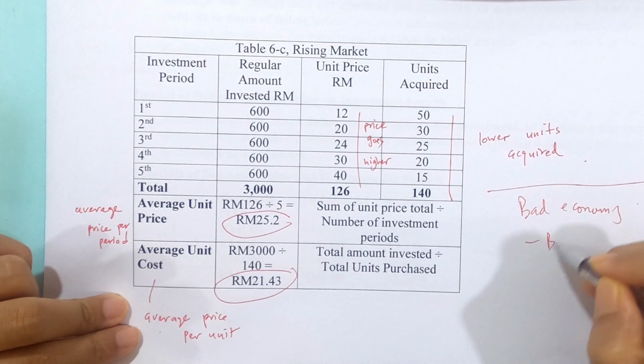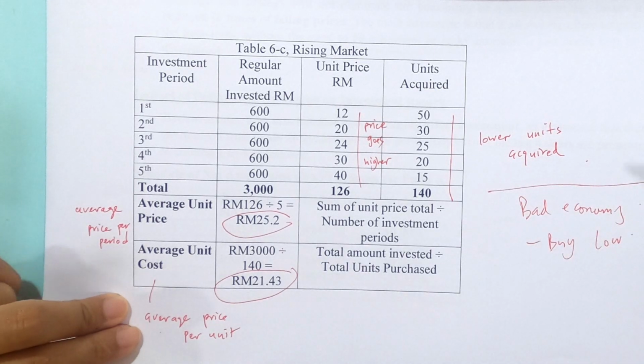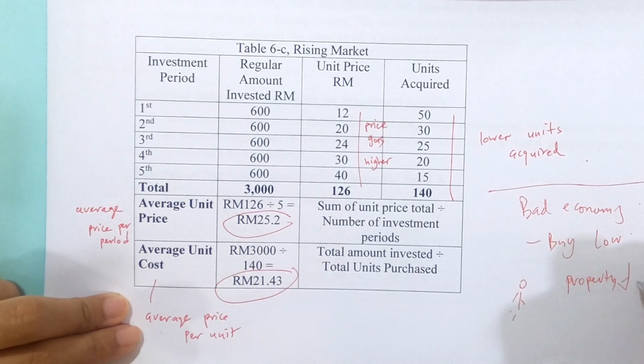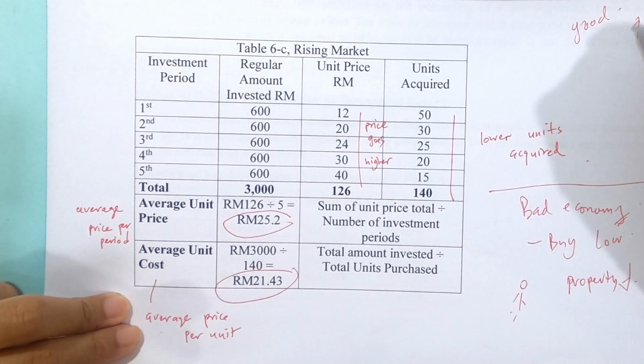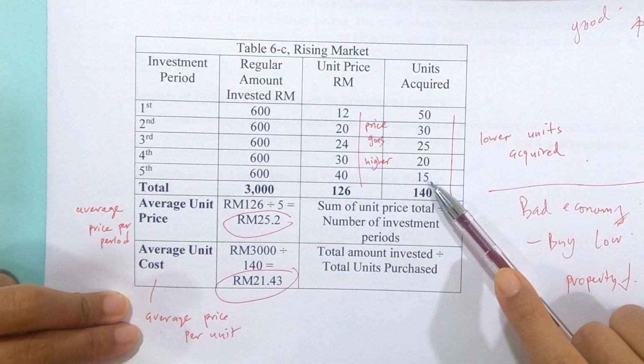For example, in a bad economy, normally the suggestion is to buy shares at a low price, and during a good situation you can sell at a higher price. Or if someone has a lot of cash, normally during a bad economy the price of property will drop. They can buy the property at the low price, and during a good economy where the price of property increases, they can resell it and make a lot of profit. So a bad economy doesn't mean it is totally bad, and a good economy doesn't mean it is good at all times, because in a good economy where the price is normally high, it is not really good to buy the investment, because the price is high and the units acquired will be low.